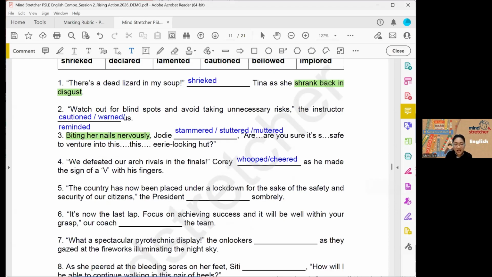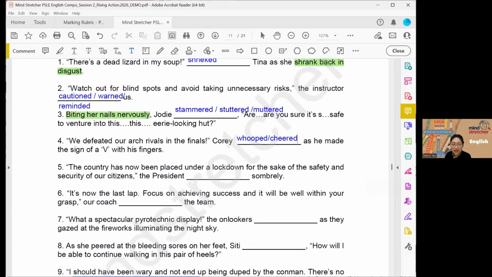The country has now been placed under lockdown for the sake of the safety and security of our citizens. The president blanked somberly.